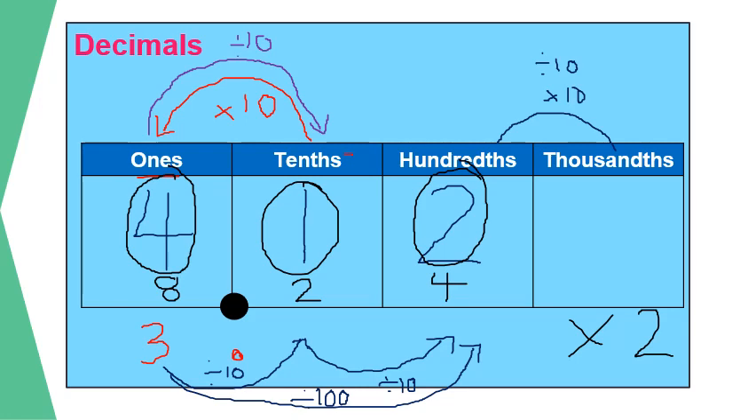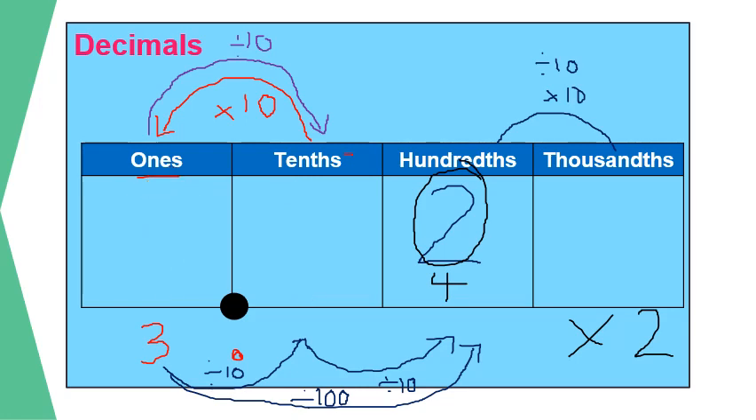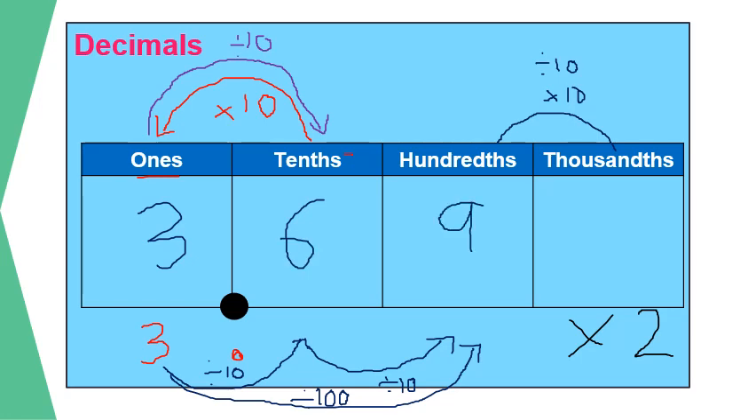Same, let's say we'll rub this one out. This is for multiplication and division. Let's say we have 3.69 and I'm dividing it by 3.